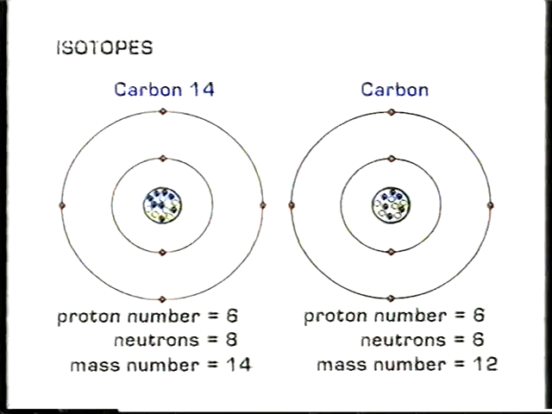Isotopes of the same element have the same number of protons and the same atomic number. However, they have a different number of neutrons, and so have a different mass number. Back to the clip to find out more about electrons.